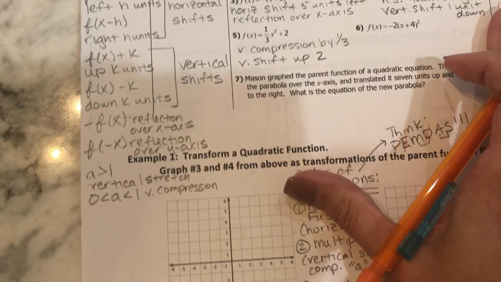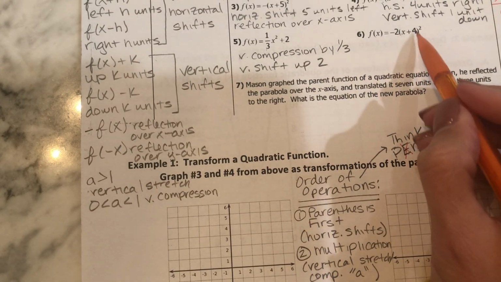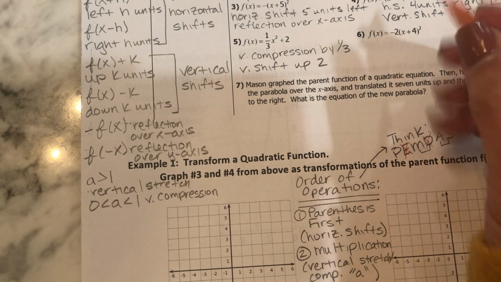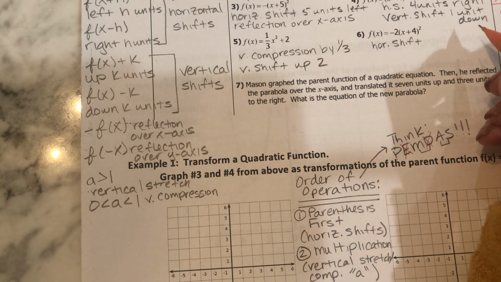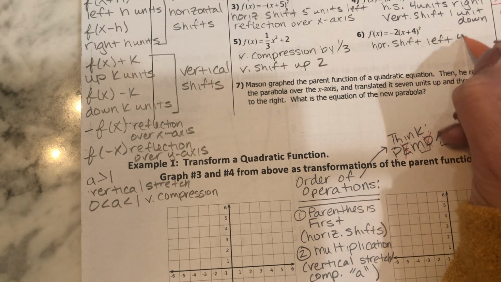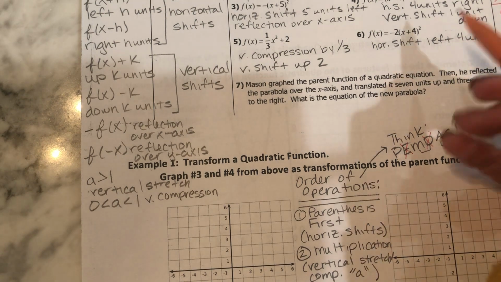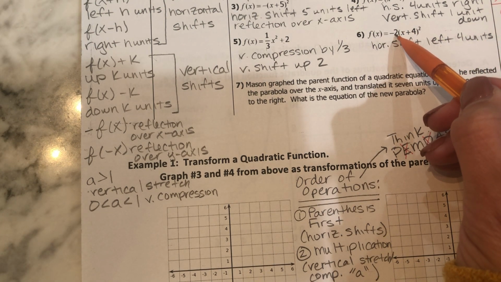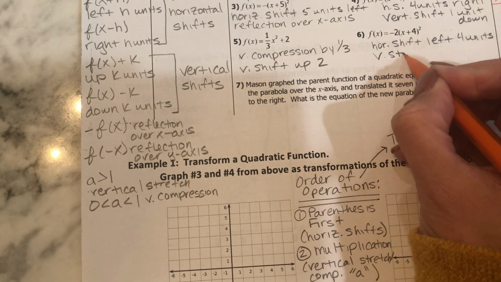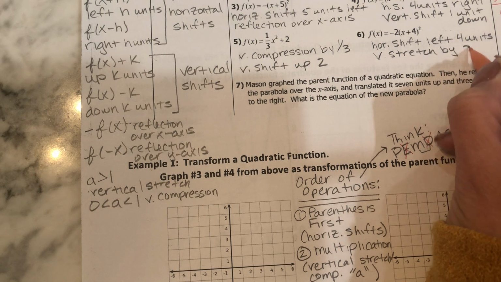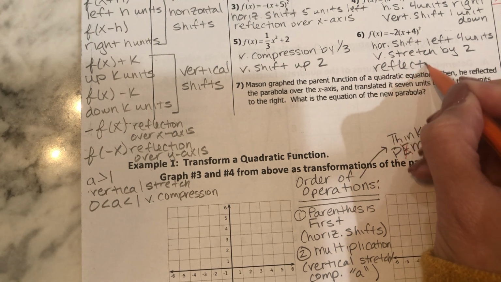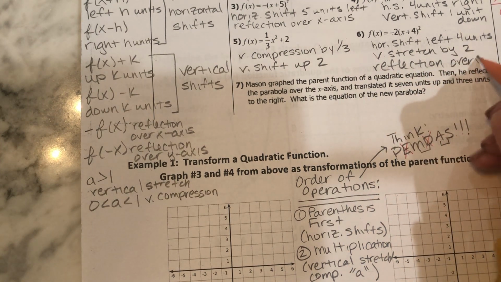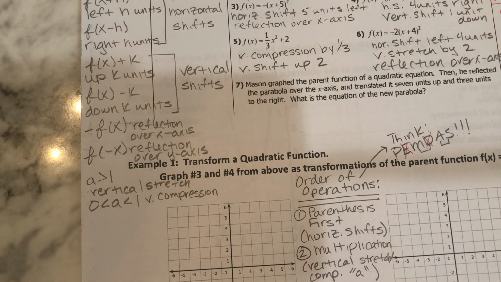Very last one. Parentheses first. The +4 tells me that this is going to be a horizontal shift to the left 4 units. And then deal with your multiplication. So this 2 is a vertical stretch by 2. And then deal with your negative. The negative tells me it's a reflection over the x-axis.